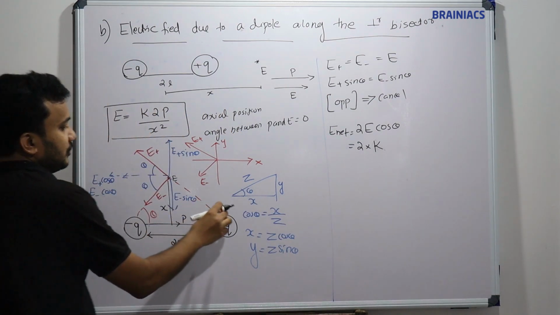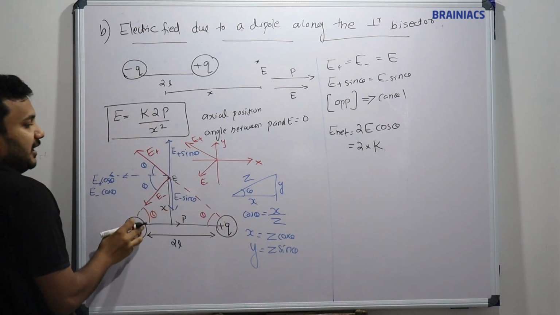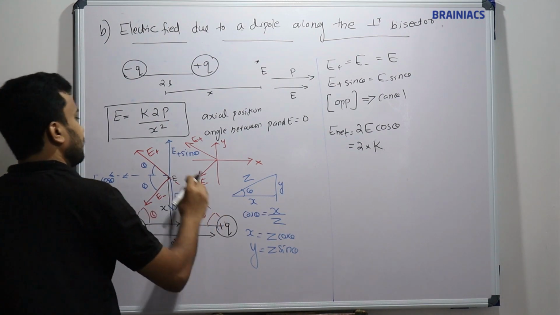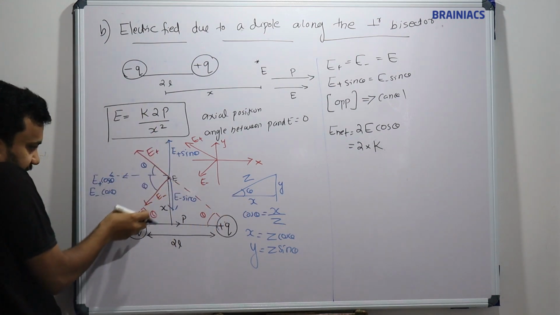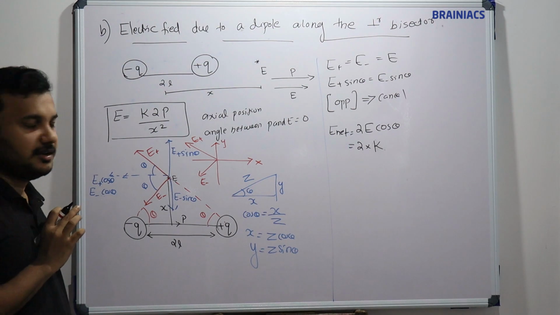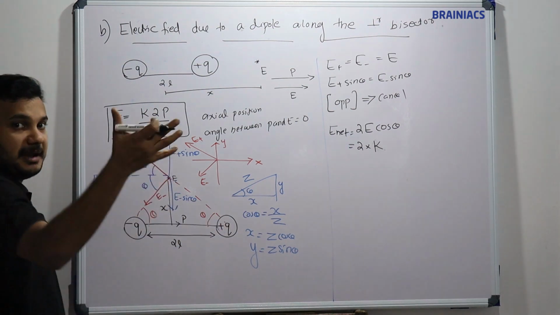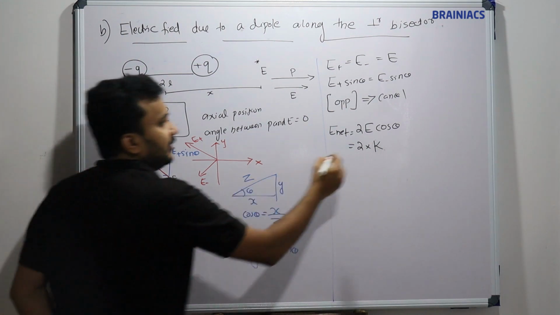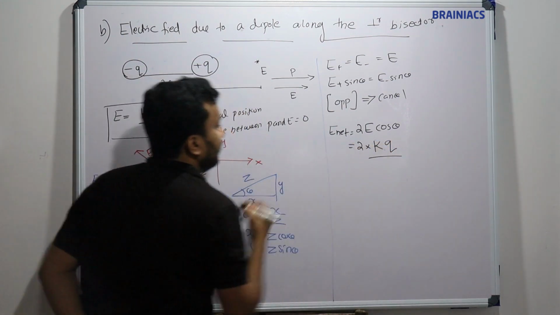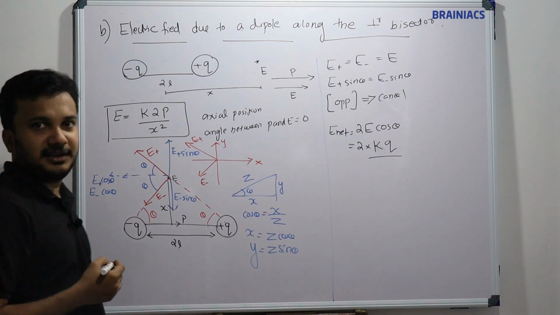K into, because of plus Q and because of minus Q. Because of plus Q, the electric field is like this. Because of minus Q, the electric field will be like this. So only the directions are different because of plus Q and minus Q, but magnitude wise it is the same. So K into Q divided by R square, K into Q by R square.